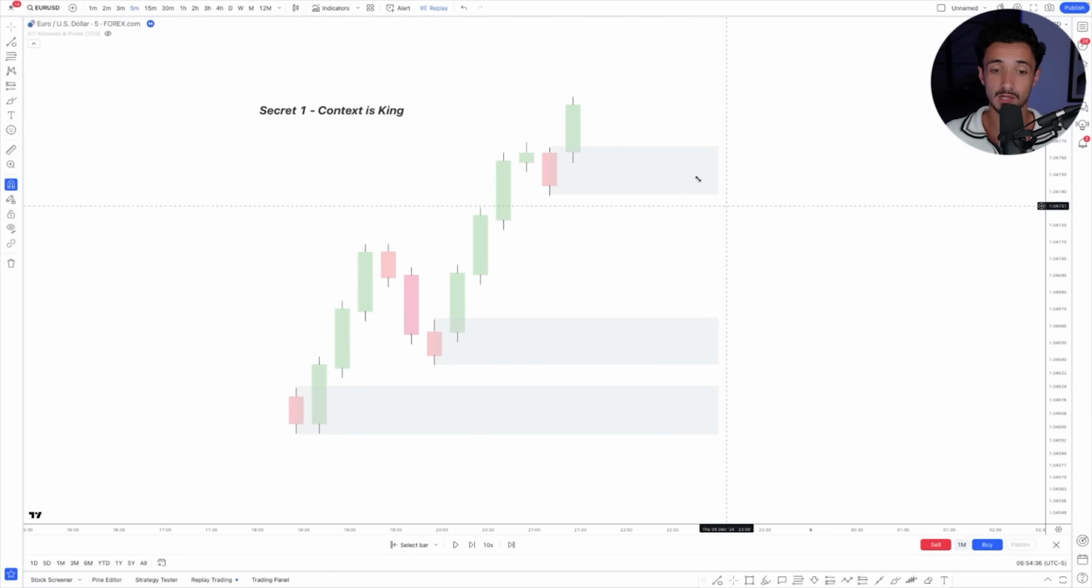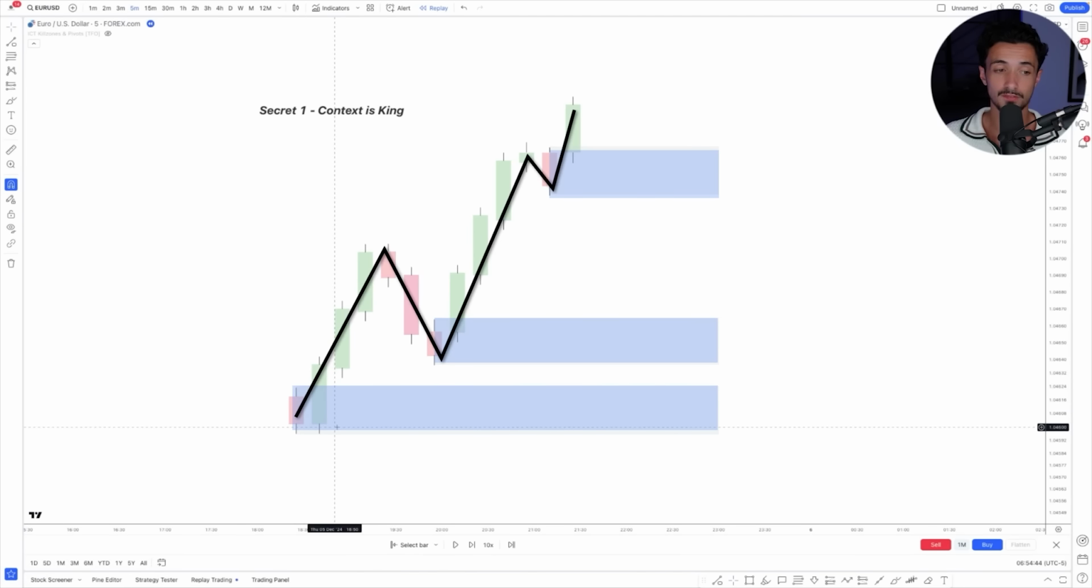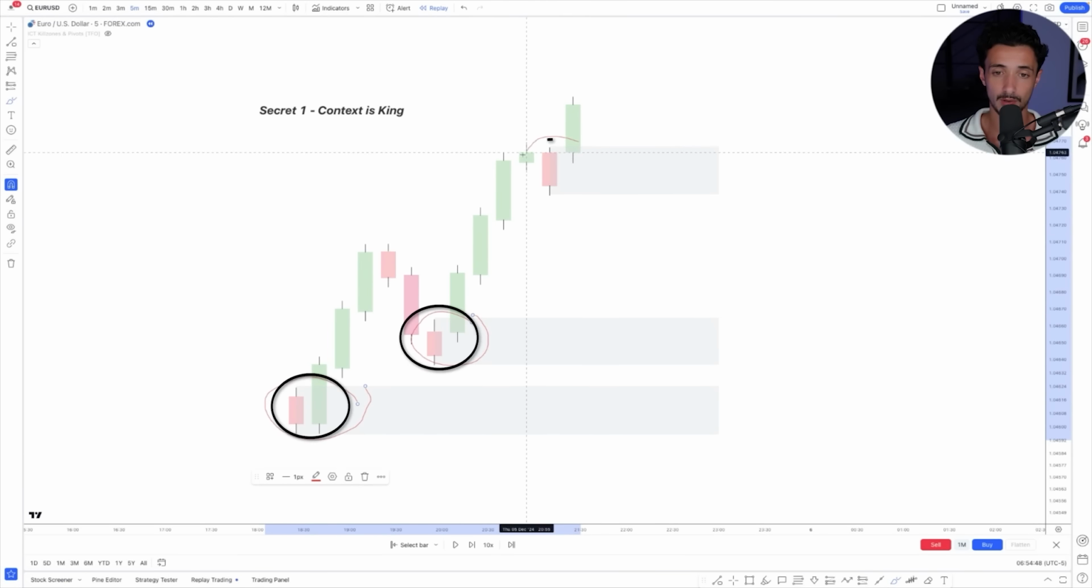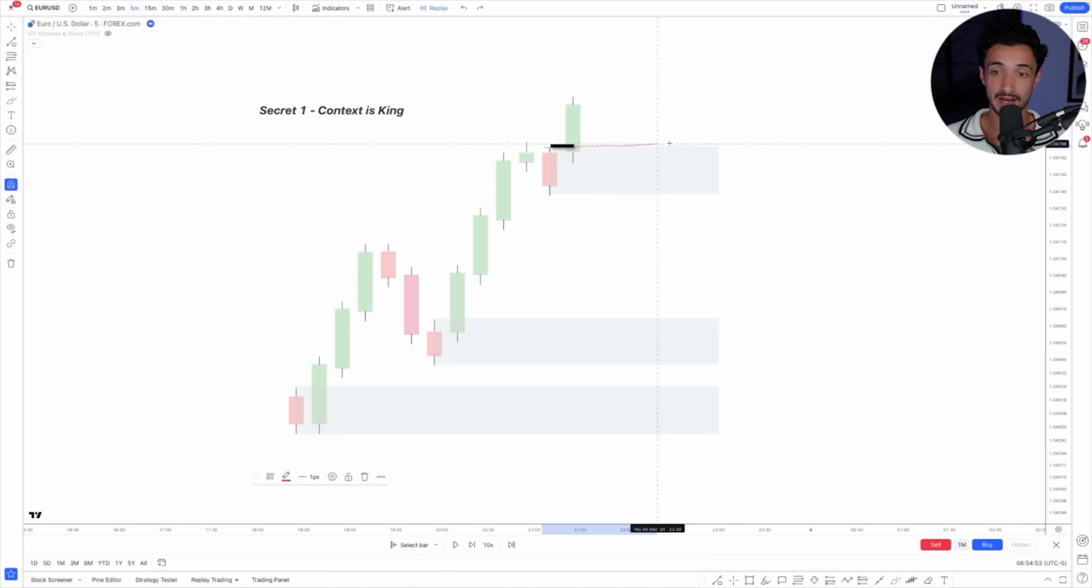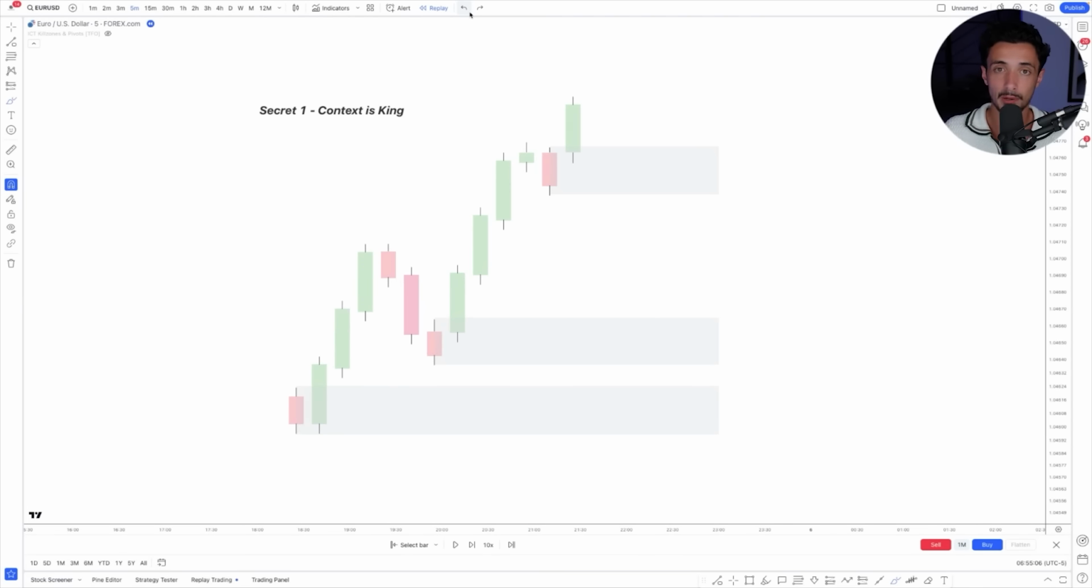So if you look at this price scenario right here, you can see I have 3 different types of order blocks all mapped out. So the first order block is here, the second order block is here, and the third order block is here. Now I see so many traders try to trade this order block right here. And that's because they lack context. What you have to understand is, yes, we are bullish. We are in an uptrend, right? That goes without saying. But that doesn't mean you can just buy any bullish order block.